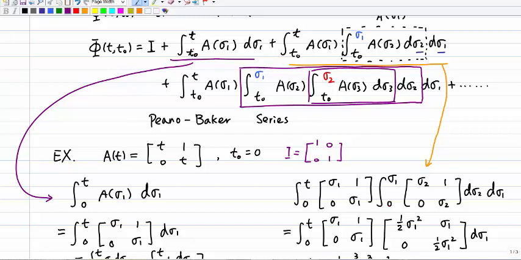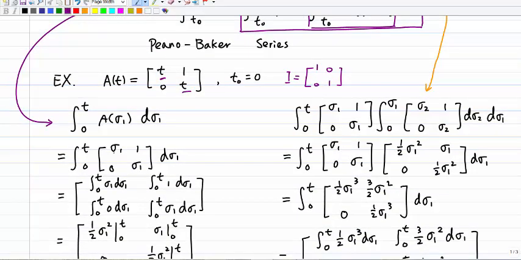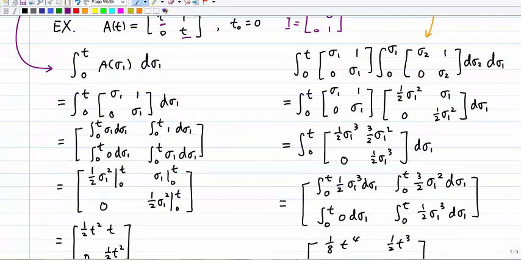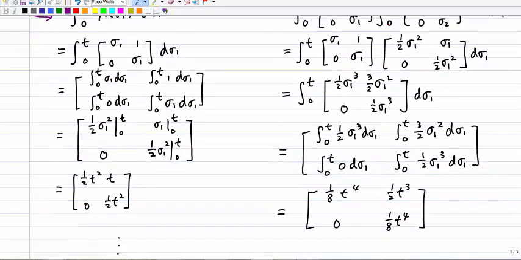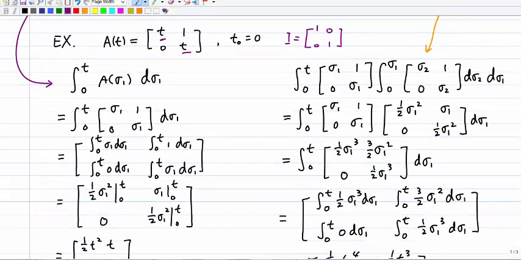integration from T0 to t. T0 is 0, so it's integration from 0 to t. For A(sigma) d sigma, you just replace every t here by sigma 1. So I have integration from 0 to t of [sigma 1 1; 0 sigma 1] d sigma 1. The integration of a matrix is just the integration of each component, which is quite straightforward. After you do the standard integration, you find the solution. That's my final integration, pretty straightforward for the second term.